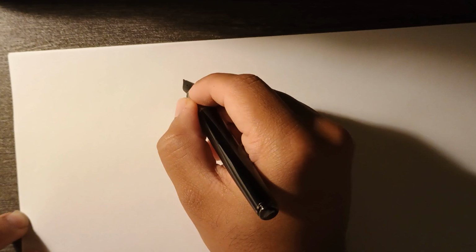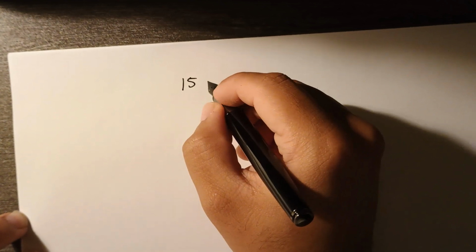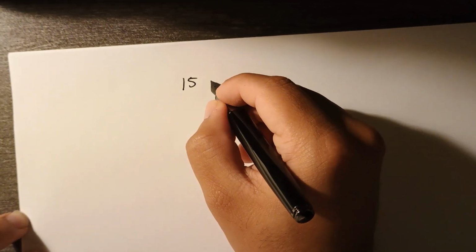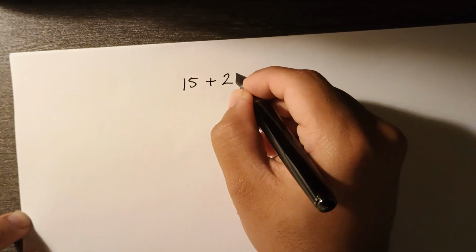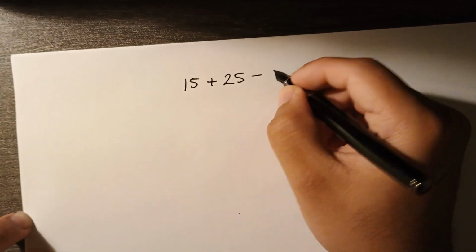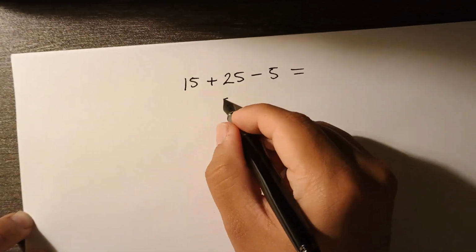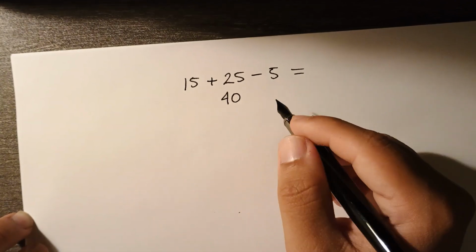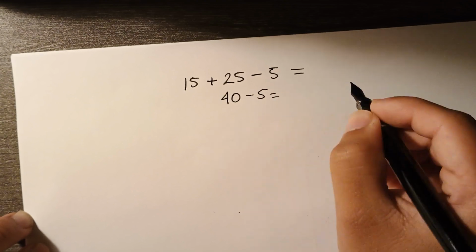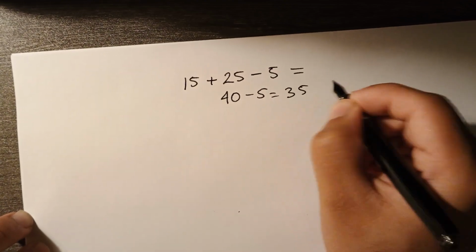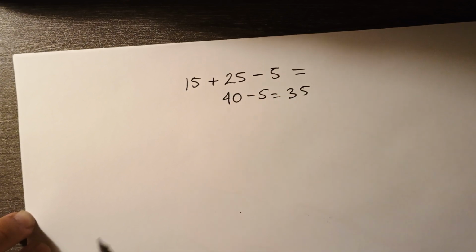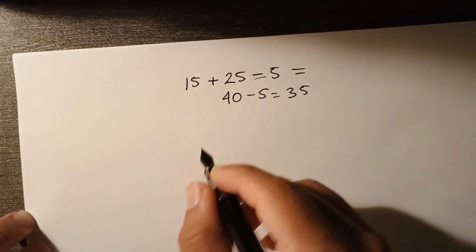One more simple example like that, in case you still don't believe me. Let's say we had 15 plus 25 minus 5. Now you can work this out. Here you get a 40, right? And then minus 5 is equal to 35, right? So that's the answer. You can work this out.